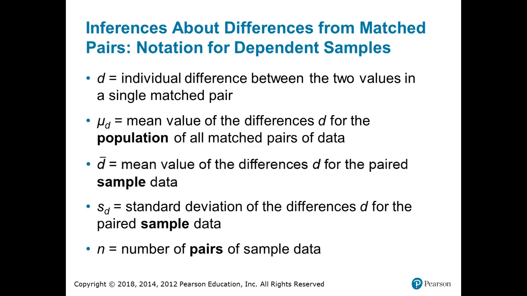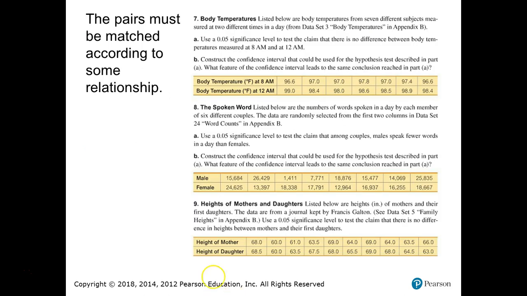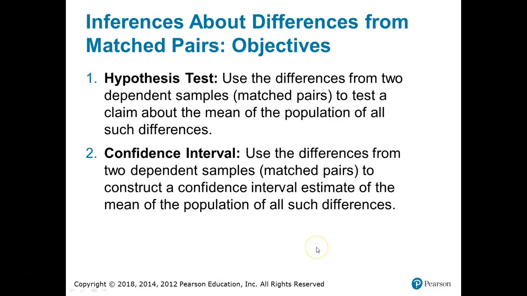So here is the notation. The new symbol here is lowercase d, which is going to be the difference, d for difference. So d is the individual difference between the two values in a single matched pair. There's going to be several different d values, a d value for each of these individual pairs.